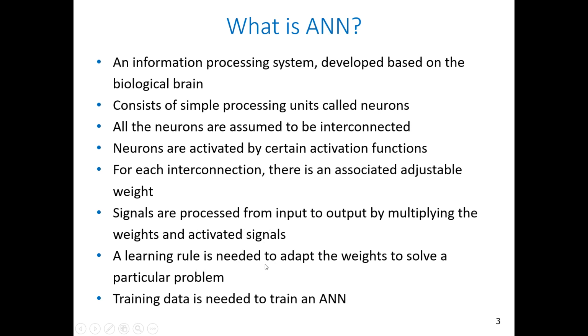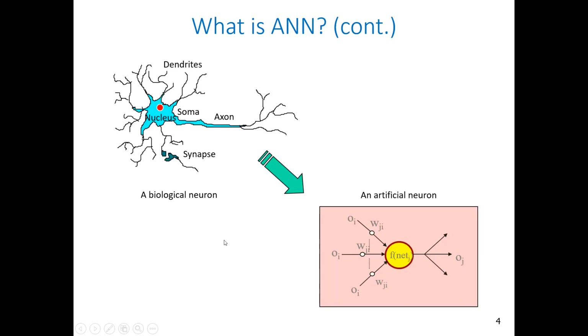A learning rule is needed to adapt the weights to solve a particular problem. Training data is needed to train an artificial neural network. So from this statement, we know that an artificial neural network is a machine learning tool because it needs data. And several keywords here that you can take note for now: neurons, interconnection, activation functions, adjustable weights, learning rule. So these are some of the keywords that will be explained as we go along.